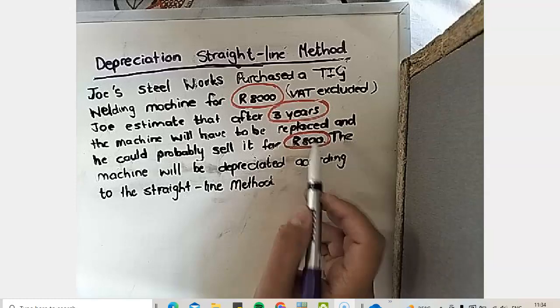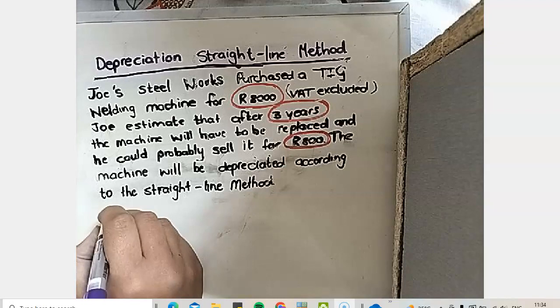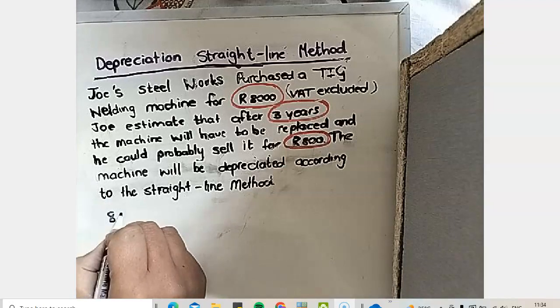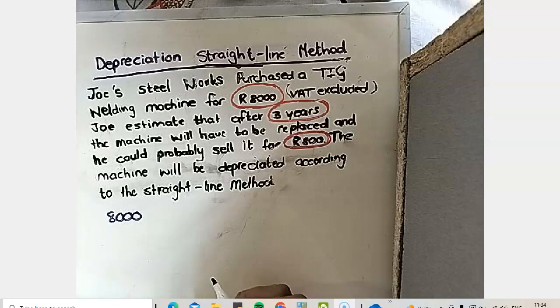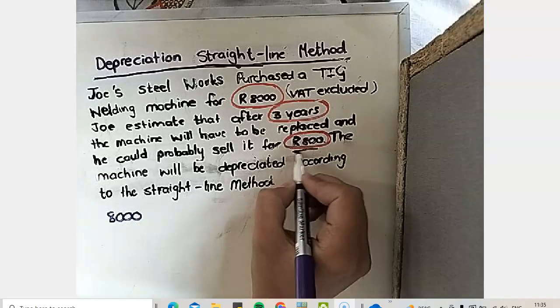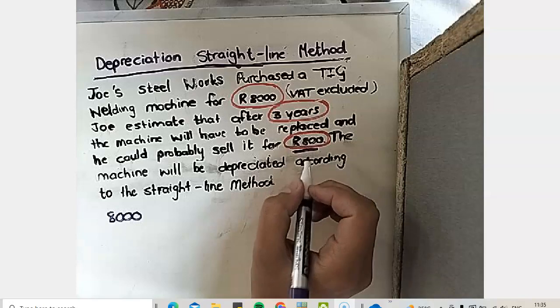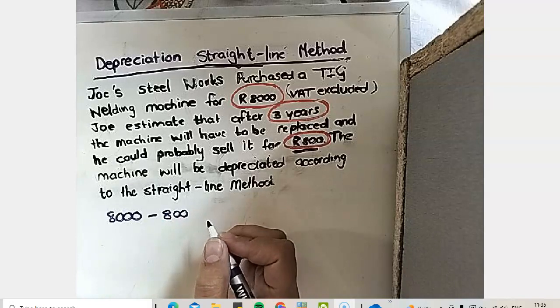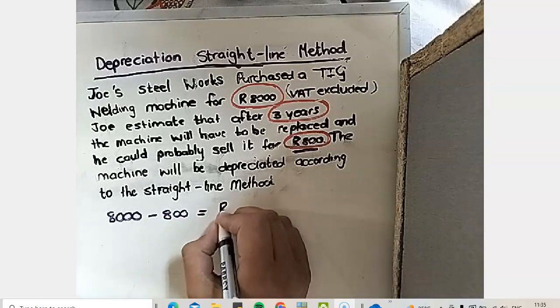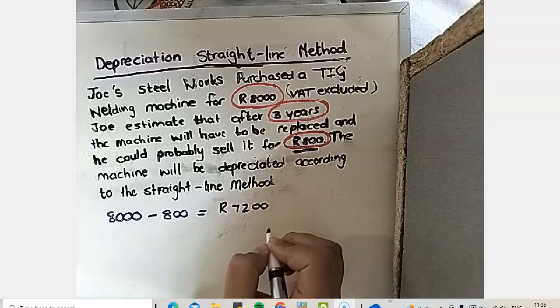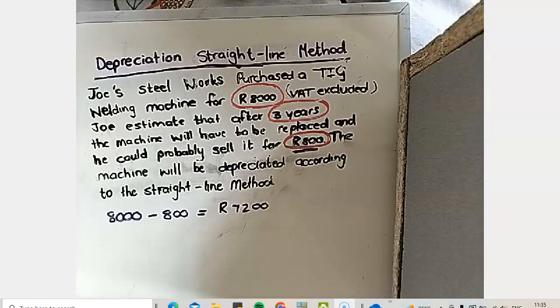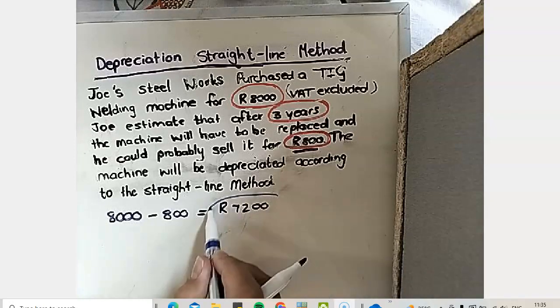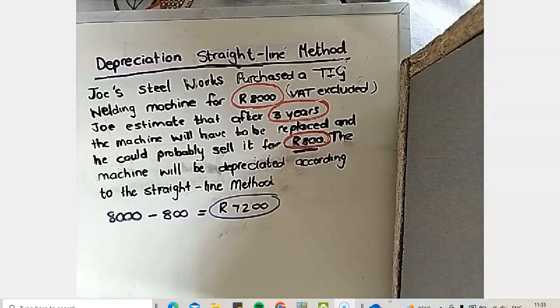So now you have to calculate. The acquiring price, so you bought it for 8,000 Rand. The residual value is the one you can get it for at the end of the 3 years. That's 800. You need to subtract the residual value to get the Rand value of 7,200. The 7,200 is the amount that you're going to depreciate on. So you're going to start with the 7,200. That means that you write 7,200.